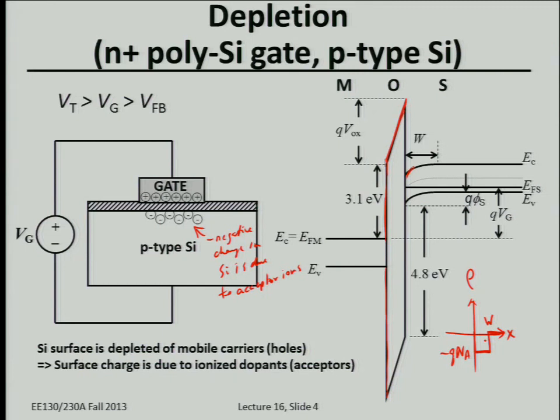Okay. So if we deplete the surface of holes, then that means the surface region is becoming less p-type. And so the Fermi level, again, is constant. And then at the surface, you see that the valence band is getting farther away from the Fermi level. So this means that the semiconductor is less p-type at the surface. Okay, so that's why we call it depletion mode, or depletion region.